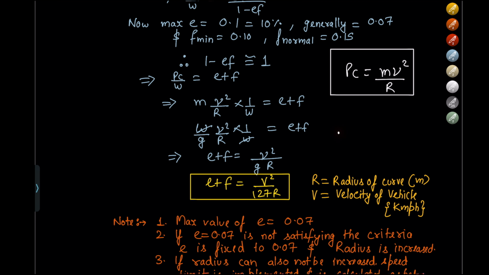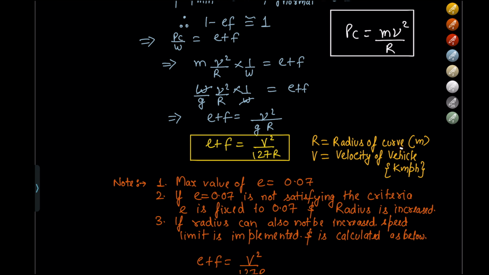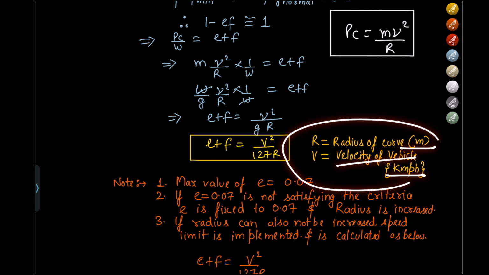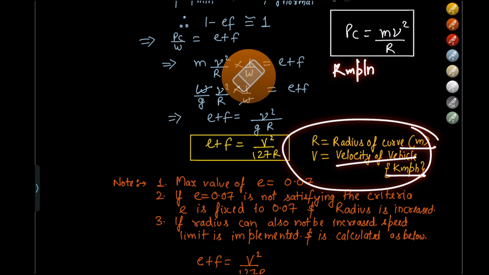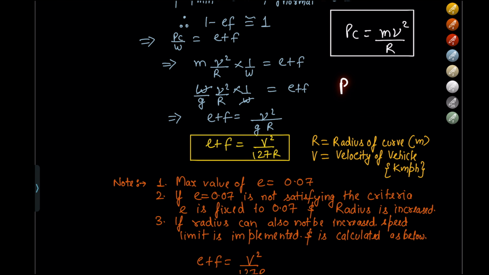V is in meter per second, right? If we convert meter per second to kilometer per hour, the equation of the superelevation comes out to be E plus F is equal to V square upon 127 R. Here R is in meter and velocity in kilometer per hour. This is done so that whenever a question is given, the speed is given in kilometer per hour, we don't have to convert it, right? And R is also given in meter.